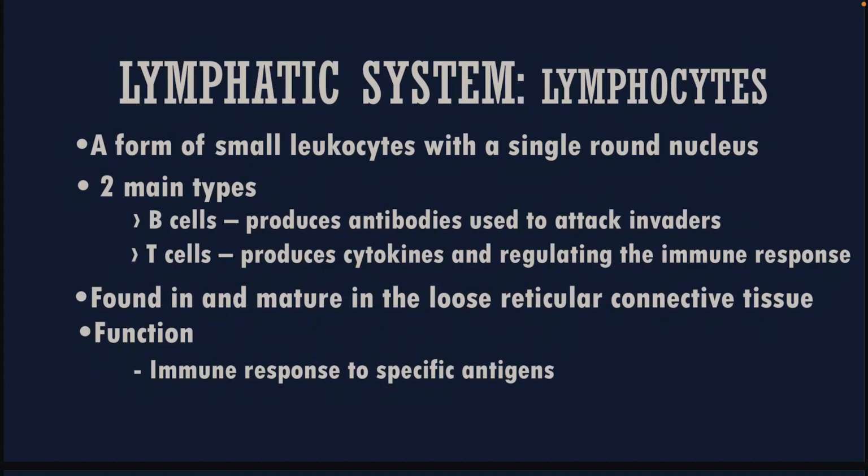So the B cells produce antibodies that capture pathogens, while the T cells produce cytokines that regulate the immune response. So these T cells are produced in our bones, then they mature in our thymus.